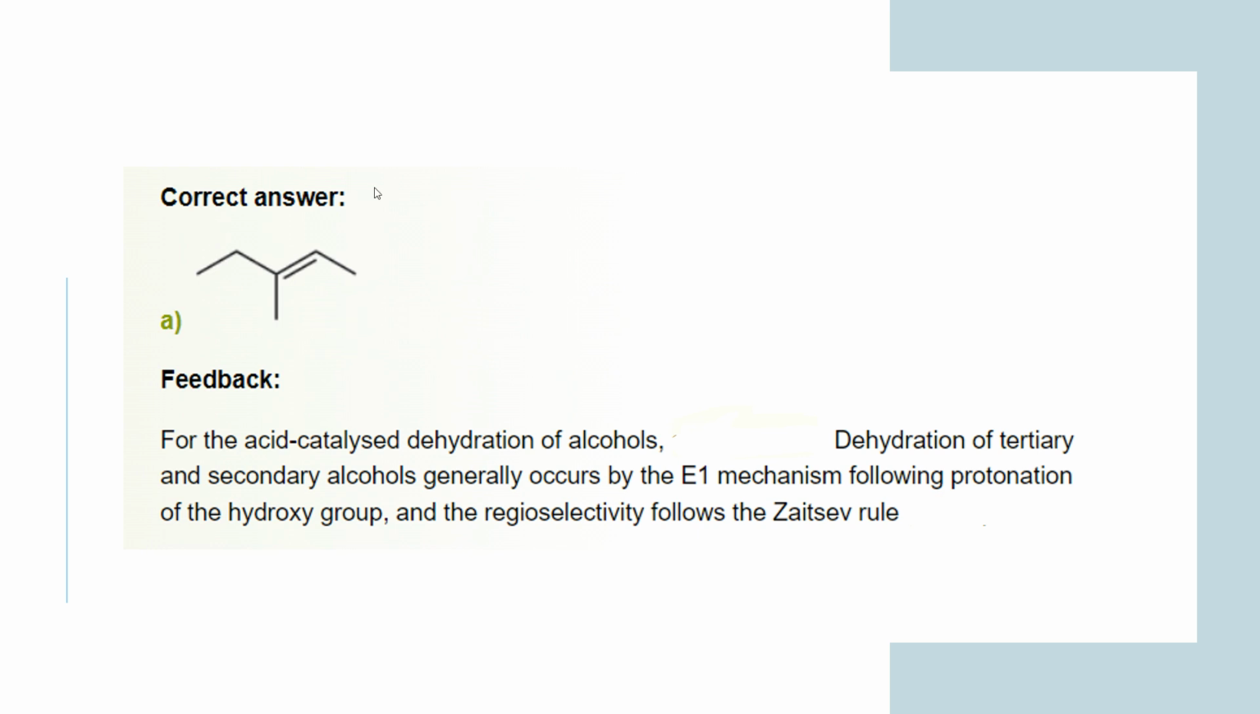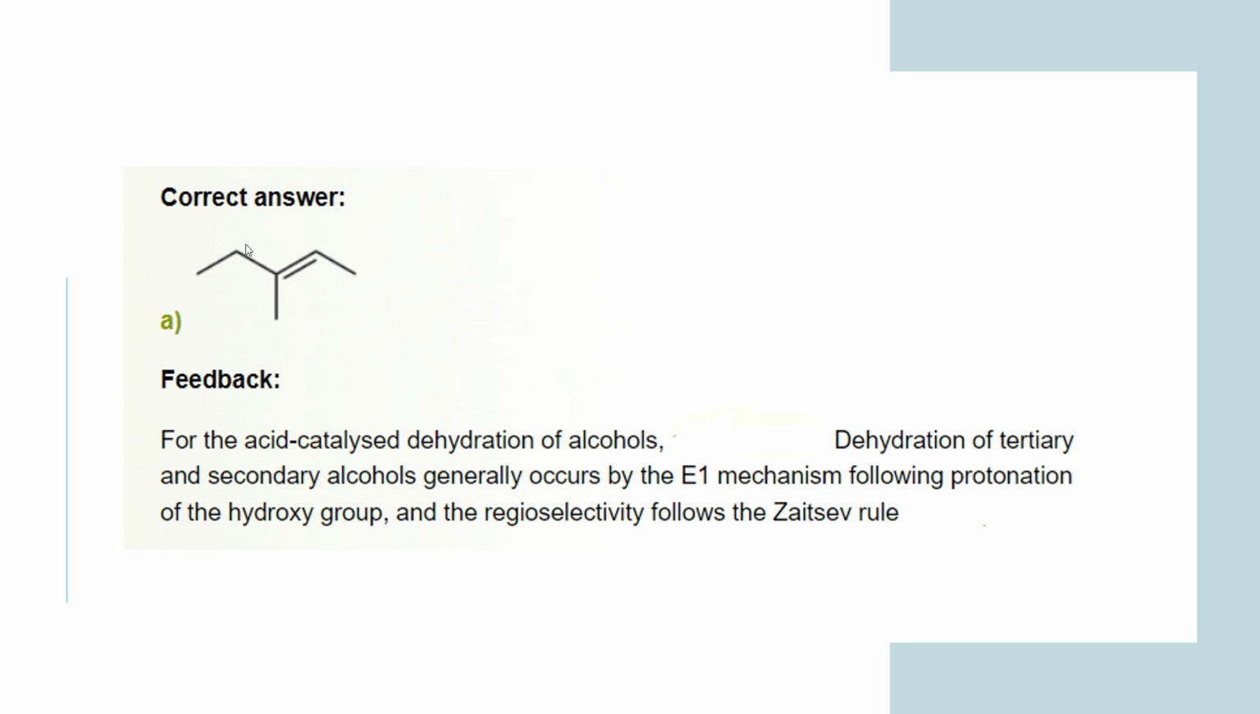Okay, option A will be the correct answer. Here is the explanation. For acid catalyzed dehydration of alcohols, dehydration of tertiary and secondary alcohols generally occurs by E1 mechanism following protonation of hydroxy group, and the regioselectivity follows Zaitsev's rule. Thus, you will get this tri-substituted alkene as the final product. I hope this was clear.